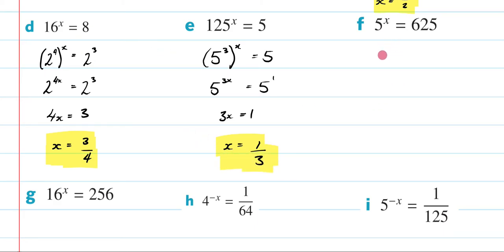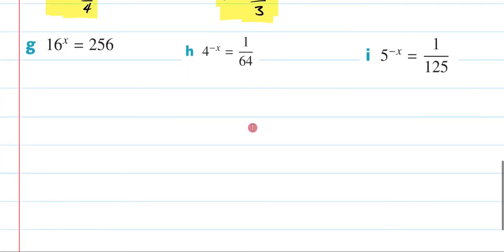We have this one now. What are we going to do? Well, I have 5 raised to the x equals, well, 625 is simply 5 raised to the power of 4. So this one's quite an easy one. Then I equate them. It's going to be x equals 4. Not too hard at all. I don't know why they put that one there. That was a nice one. All right, let's keep on going.